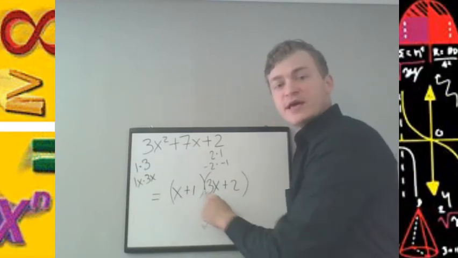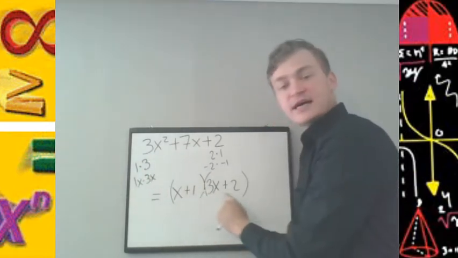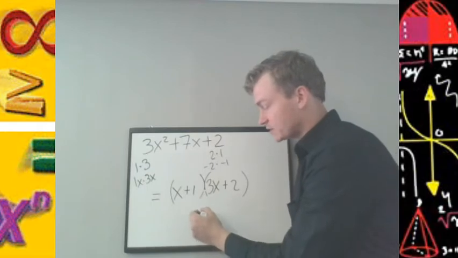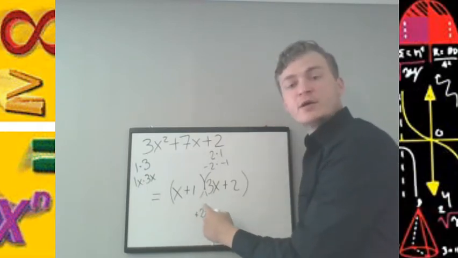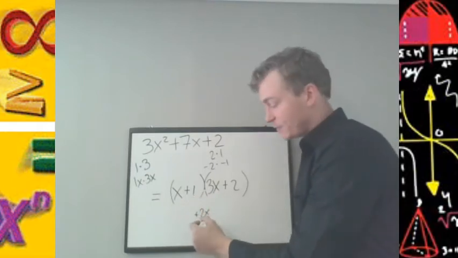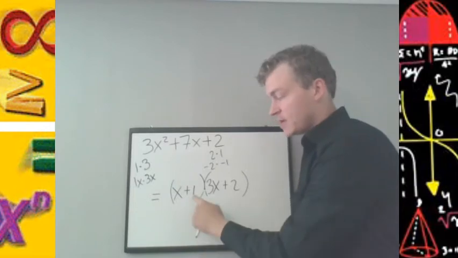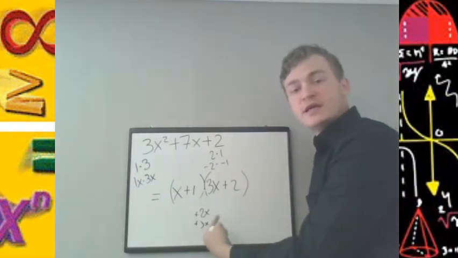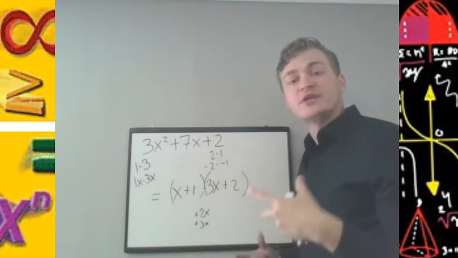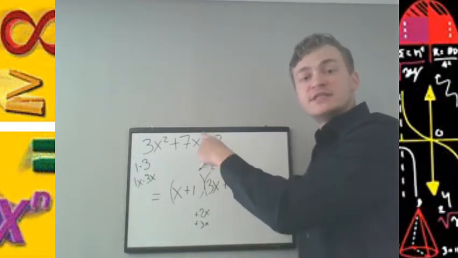X times 3x is 3x squared. X times 2, that's a positive 2x. And now our inner product, 1 times 3x is a positive 3x. And 1 times 2 is 2. So we need to see, will the inner and outer product combine to give us 7x?